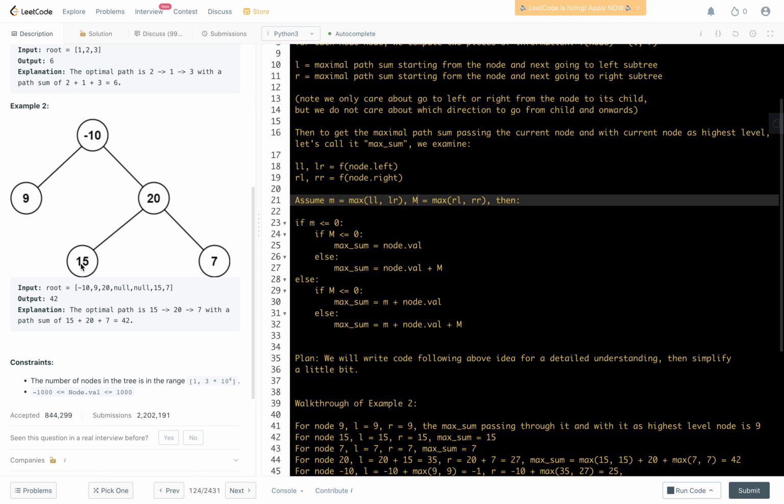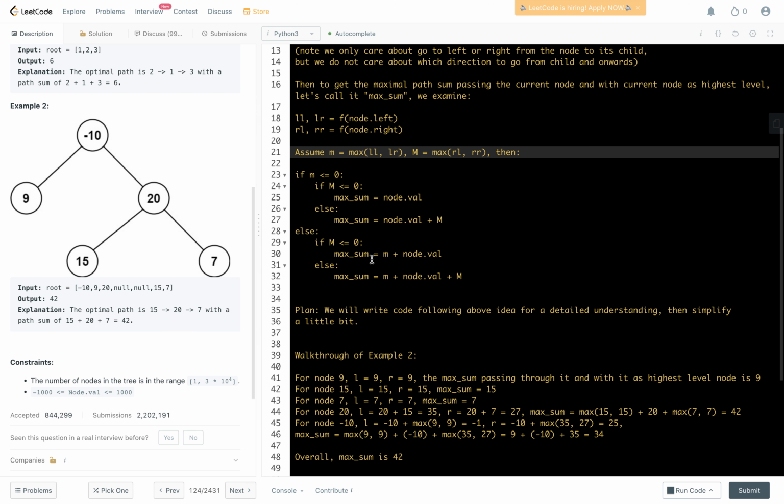And then we're going to compute the maximum sum passing through the current node, and the current node being the highest level. For example, this root 15, 20, and 7. So the 20 is the highest level, level 1. So these two nodes have level 2. So here the details are the following.